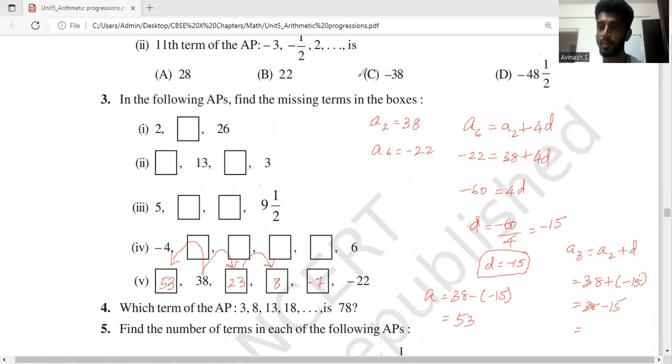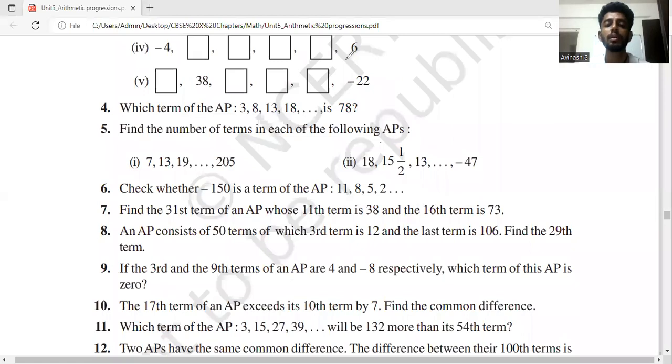Now let's go to the fourth question. Now let us try to learn the fourth problem. They have very clearly given an AP, which is 3, 8, 13, 18, and so on. And in this AP, there is a term called 78, which is going to come somewhere. And we need to find which term is 78.